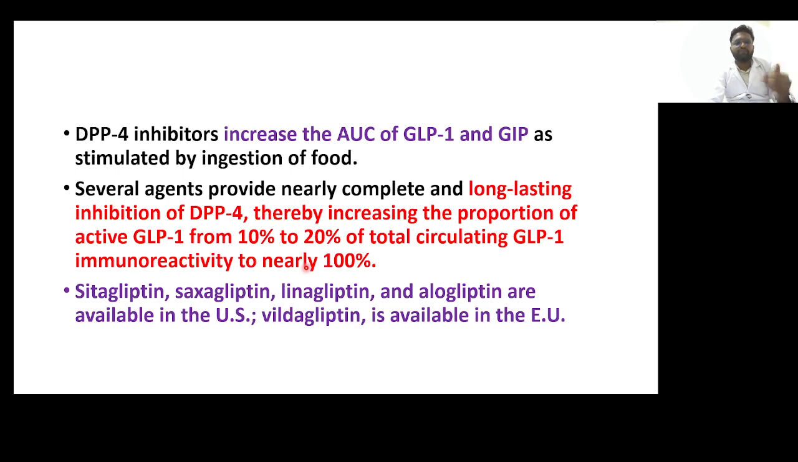So what are the DPP-4 inhibitors available? Sitagliptin, saxagliptin, linagliptin and alogliptin are available in the US, while vildagliptin is available in Europe.